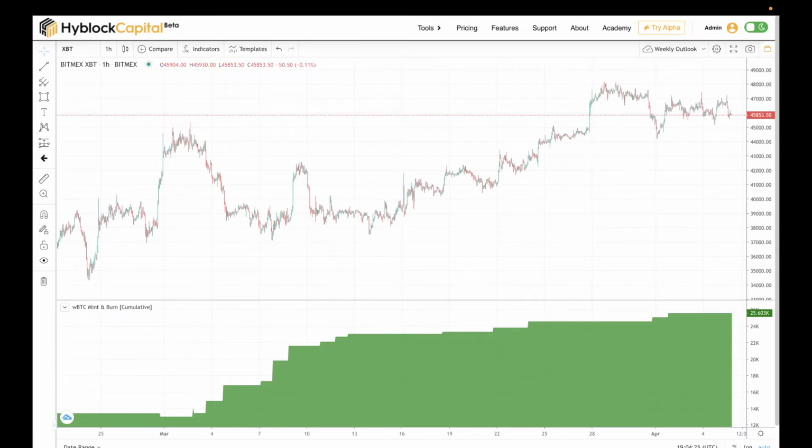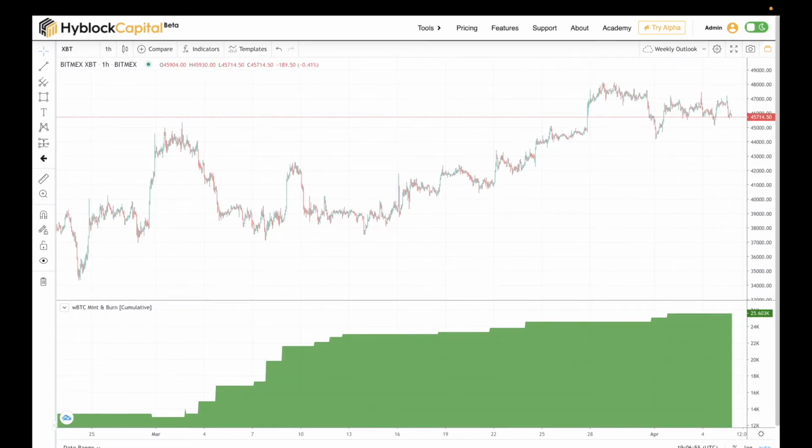Zooming in to the next new indicator, we'll look at WBTC mint and burn. During the price drop in early March, right here, there was an increase in the WBTC minting. Since then, price has steadily increased with little to no change in the amount of WBTC minted or burned.